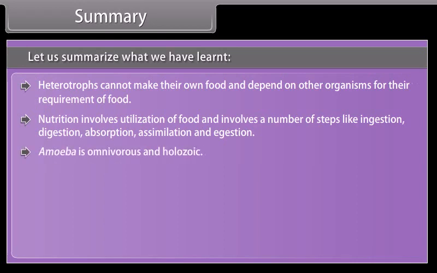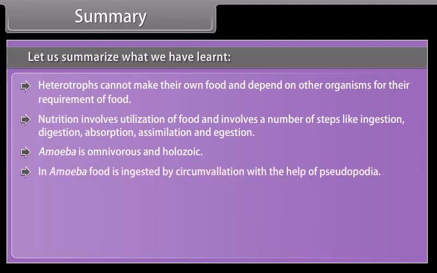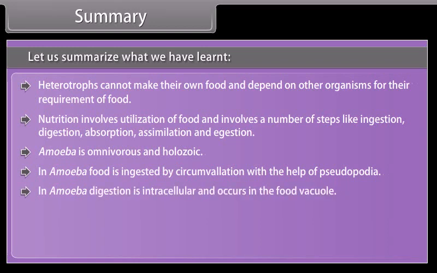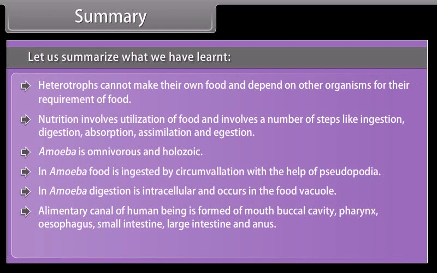Amoeba is omnivorous and holozoic. In amoeba, food is ingested by circumvallation with the help of pseudopodia. In amoeba, digestion is intracellular and occurs in the food vacuole. Alimentary canal of human being is formed of mouth, buccal cavity, pharynx, esophagus, small intestine, large intestine, and anus. Teeth in man are heterodont.